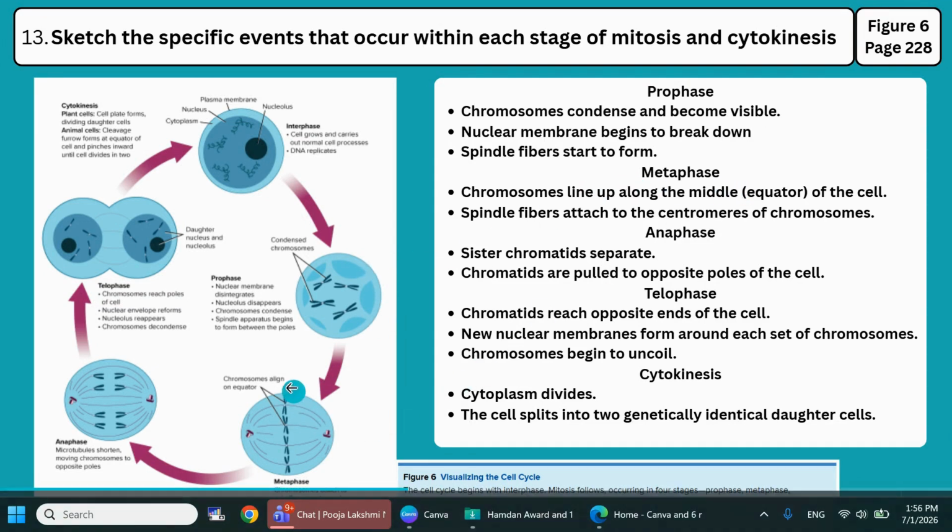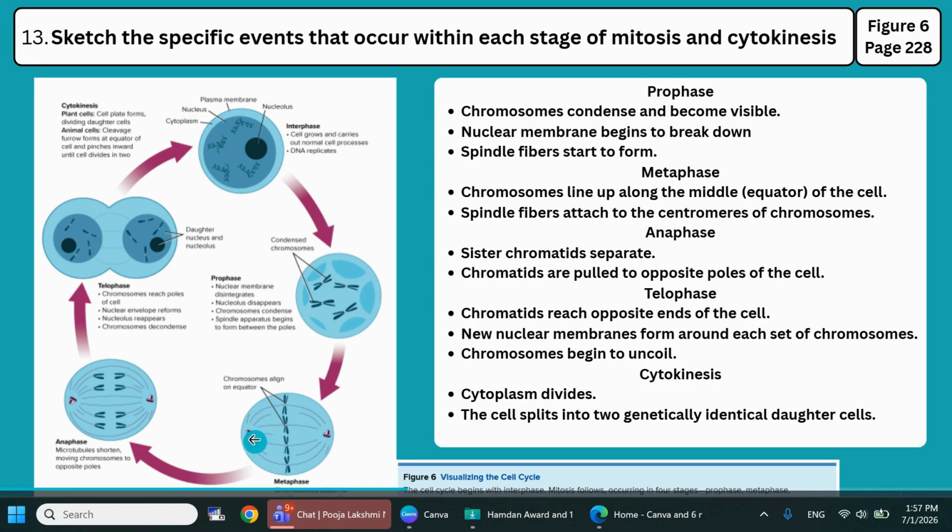In metaphase, meta, you can remember middle. M, meta, M, middle. So all the chromosomes are lined up, aligned in the middle of the cell, at the equator of the cell. If you see this figure, you know it is metaphase. When you see the other figure, you know it is prophase. Now what's happening in metaphase? The chromosomes line up along the middle of the cell, and the spindle fibers, you can see these fibers, attach to the centromere of the chromosomes.